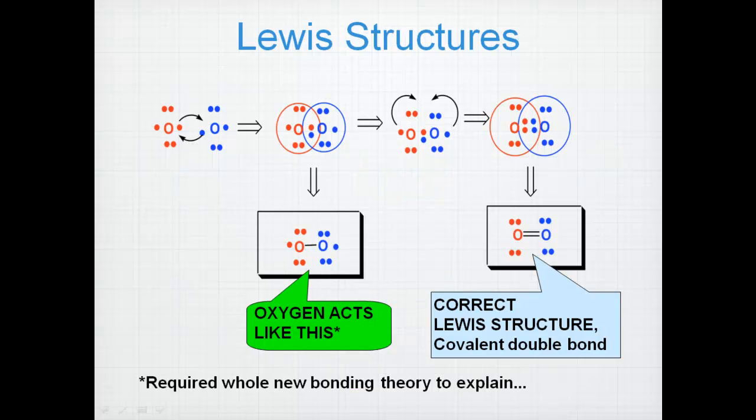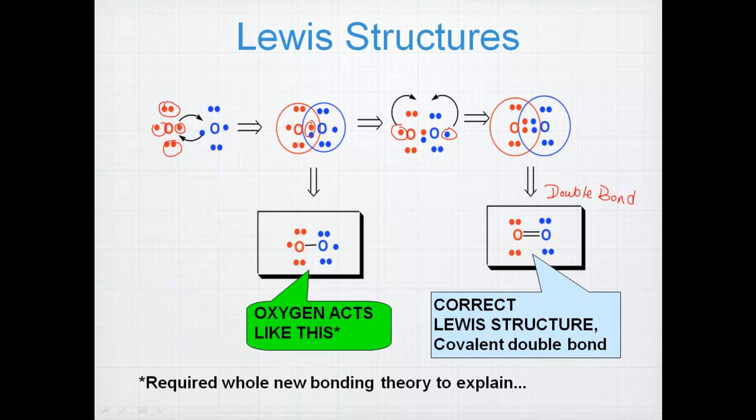Oxygen has 2 sets of paired electrons on each oxygen and 2 single electrons. So they'll share one pair of electrons, but if you count 2, 4, 6, 7, each only has 7 around it. They must share the last set of single electrons. 2, 4, 6, 8, 2, 4, 6, 8. They both have an octet around them. This is the correct Lewis structure for O2, a double bond.